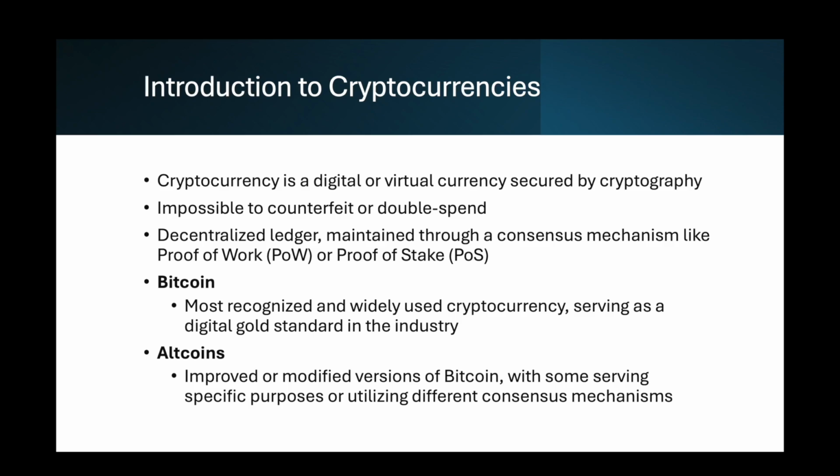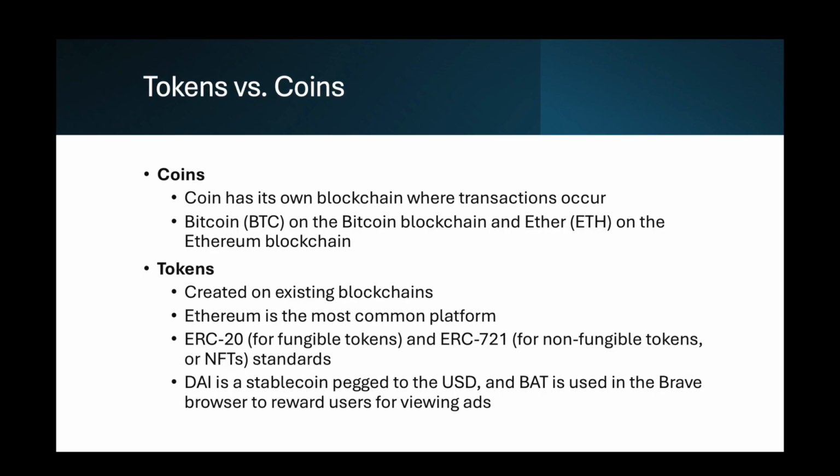Altcoins refers to cryptocurrencies other than Bitcoin. Examples include Ethereum, Ripple, Litecoin, and many others. Altcoins often present themselves as improved or modified versions of Bitcoin, with some serving specific purposes or utilizing different consensus mechanisms. Tokens versus coins. Coins: typically, a coin has its own blockchain where transactions occur.